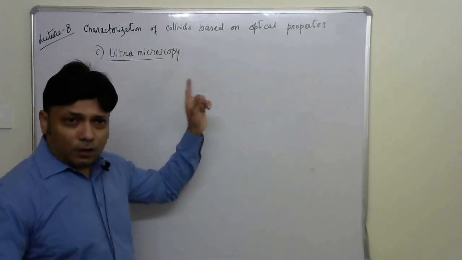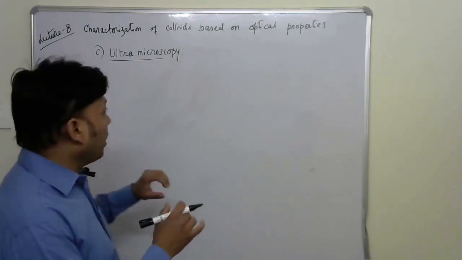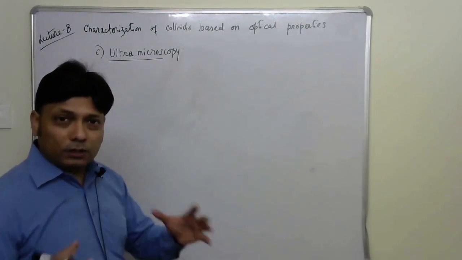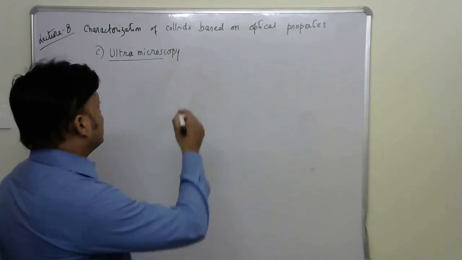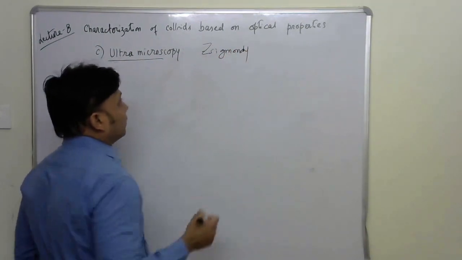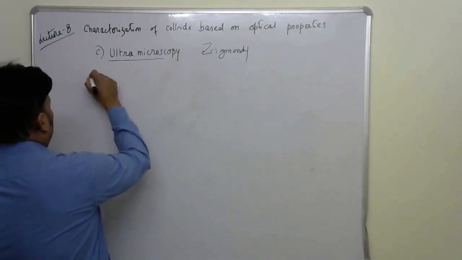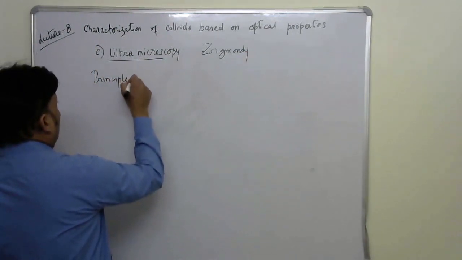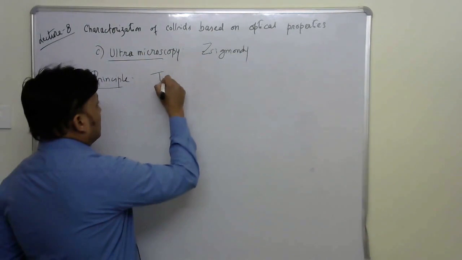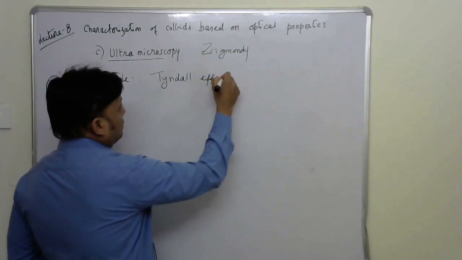So now we will talk about ultramicroscopy. This is the technique by which we can characterize the colloidal suspension as is within the dispersion medium. This technique was developed by Zsigmondy. The basic principle of this ultramicroscopy is dependent on an effect.